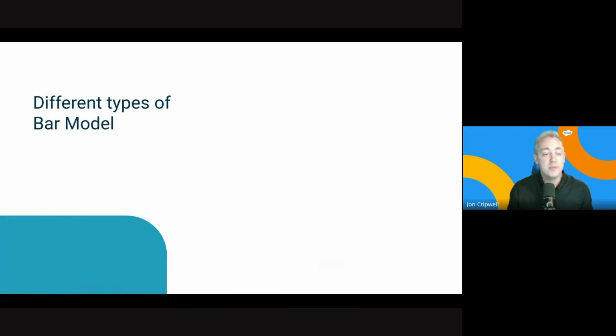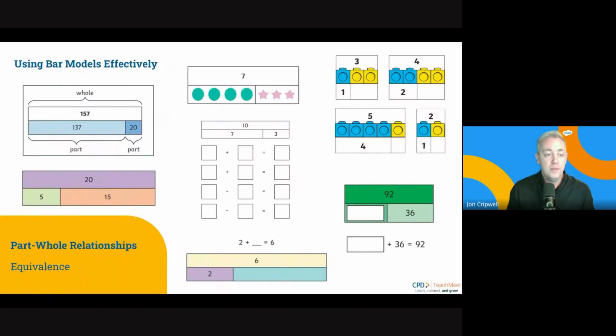So, different types of bar models. One of the earliest ones I think pupils are probably exposed to is this part-whole relationship model. We see the part-whole relationship model not just in bar models. There is obviously the part-whole model as well, which some schemes and some schools use. A bar model is another way of representing that same idea.